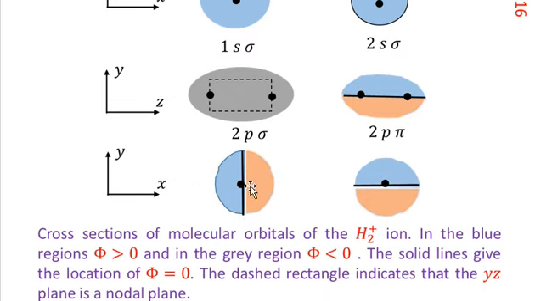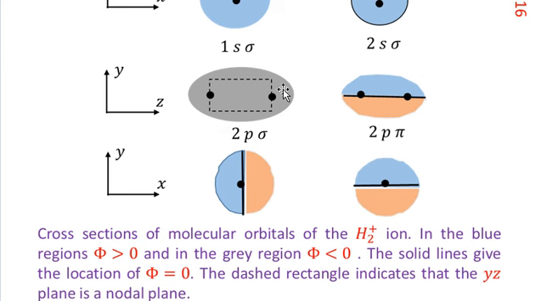So you see that in these two diagrams, I have two p sigma diagrams. Their orbitals are indicated over here, and this dotted line or dashed rectangle indicates that the YZ plane is a nodal plane. That is, there is no value of the function at this plane. That is, the value of phi is equal to 0 on this dotted line.